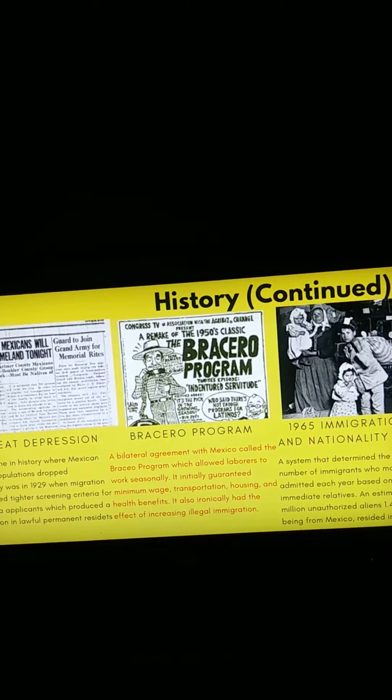In 1965, the Immigration and Nationality Act was enacted because there were a lot of Mexican immigrants coming into the United States illegally through the Bracero program. So there was social pressure to create an act to limit that. The act was a system that determined the total number of immigrants who may be admitted each year based on immediate relatives. And there was an unexpected number of unauthorized aliens, about 1.4 million, from Mexico.